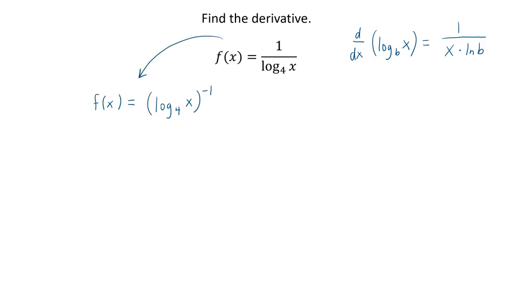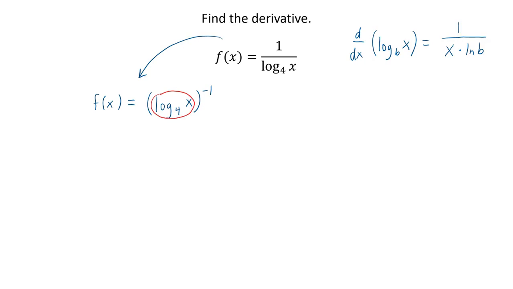I would tackle this derivative by moving the entire denominator, log base 4 of x, up into the numerator. In the denominator, the exponent of log base 4 of x is 1. If we move that expression up into the numerator, that exponent of 1 becomes a negative 1. So now we have f of x equals log base 4 of x to the negative 1 power. And now we can tackle this using the chain rule because we have a composition of functions.